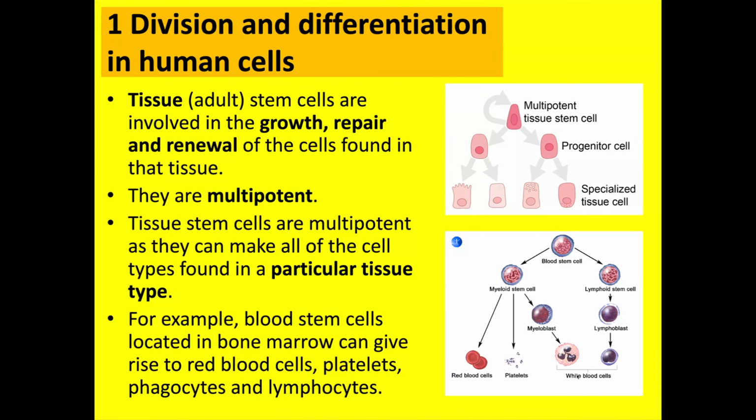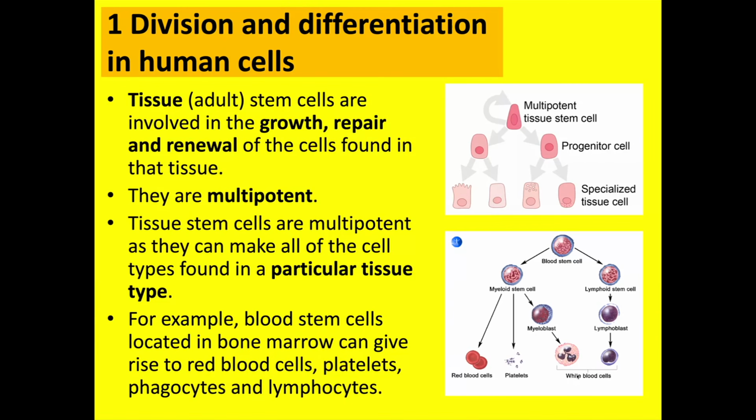So, for example, cardiac stem cells, ones found in the heart, can only make the cells that are found in the heart. Similarly, blood stem cells can only make the cells found in the blood. It gives you the example at the bottom there. Blood stem cells located in the bone marrow can give rise to red blood cells, platelets, phagocytes, and lymphocytes. And we know from National 5 those are two types of white blood cells. So the blood stem cells can only produce cells found in that particular tissue type.